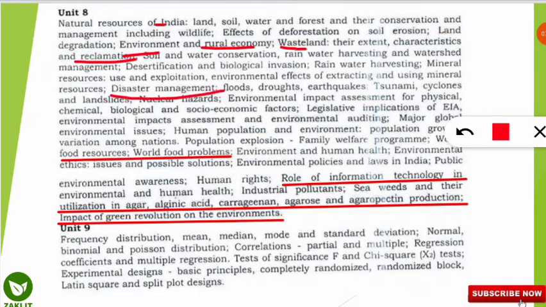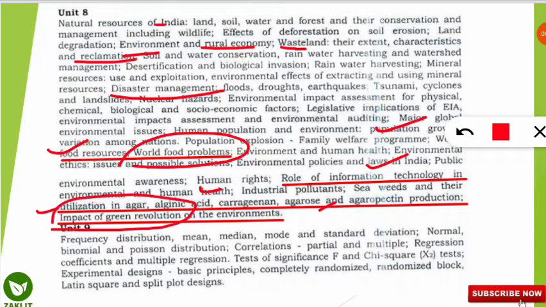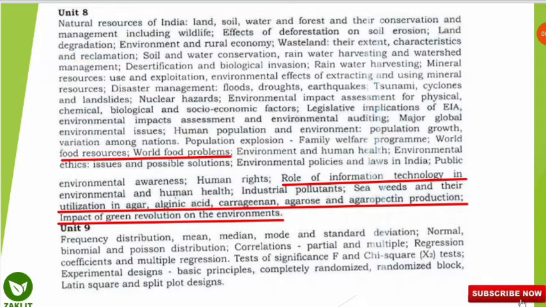Next, which are the increases in the syllabus, which are the additions. The additions are food resources, family welfare program, world food problem, because it is related to agriculture, so food will be there obviously. Role of information technology in the environment and human health, so this is also a new topic in the syllabus. And utilization of seaweeds: agar, alginic acid, carrageen, agarose. Also the impact of the green revolution on the environment. So this is a bit of an increase in the syllabus as compared to UGC-NET environmental science.